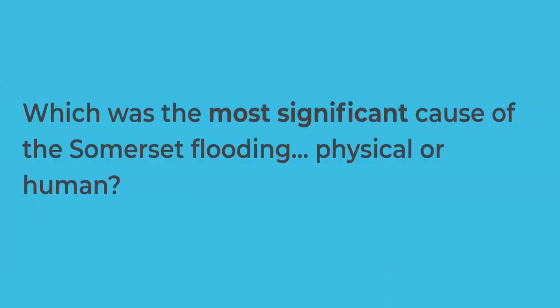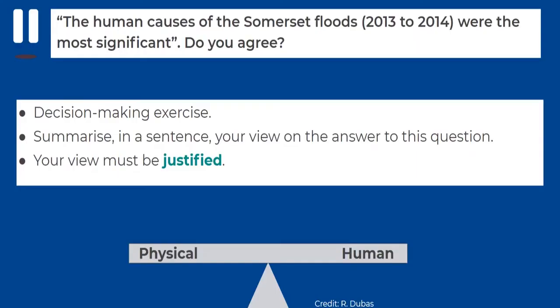So we found out about the physical or natural causes of the Somerset flooding, as well as the role of human activity. This flooding was linked to an extreme weather event in the UK. But which cause is the most significant, physical or human? So let's review this quote: the human causes of the Somerset floods 2013 to 2014 were the most significant.